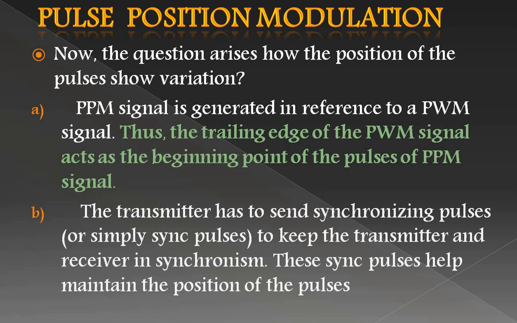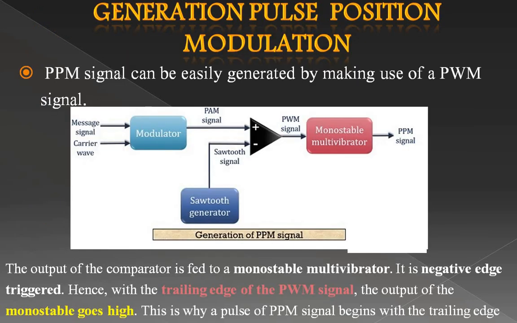First you have to prepare the pulse width modulation signal, that will be the reference signal, and the trailing edge of the pulse width modulated signal will be the beginning point of your PPM signal. And the transmitter and the receiver should both be synchronous. The pulses used at the transmitter and at the receiver should both be synchronized to maintain the positions of the pulses. Clear?